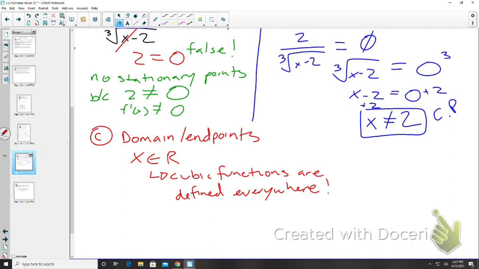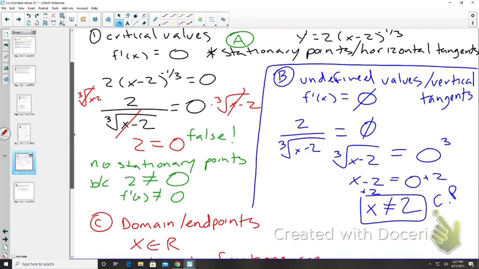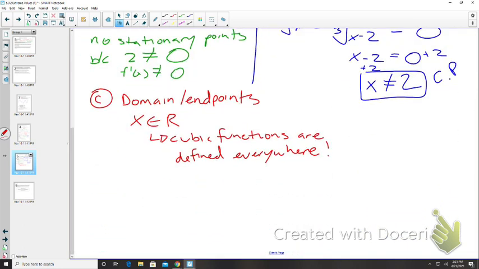Okay, so that was step 1A, 1B, and 1C. What was the second step? Find the y values. Yes, find our corresponding y values.